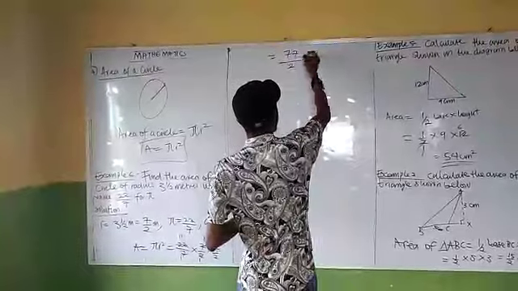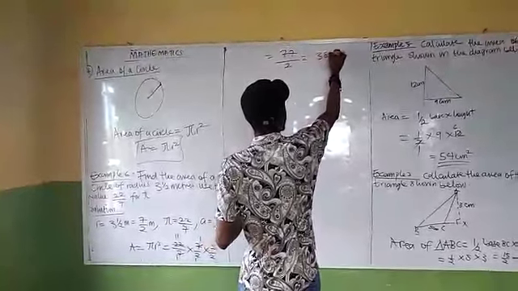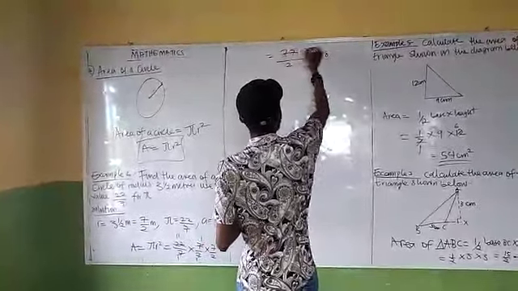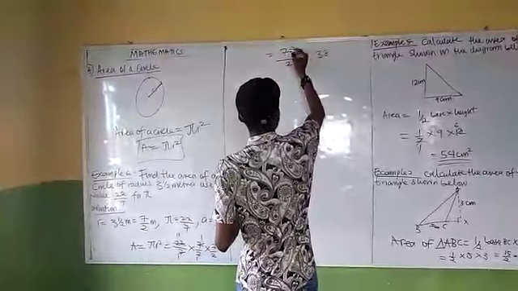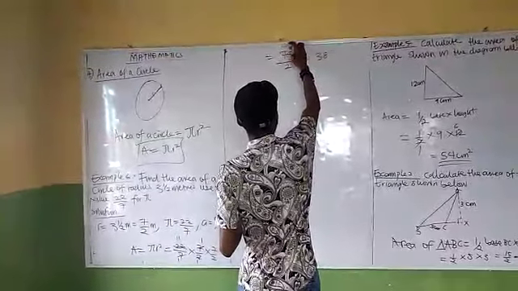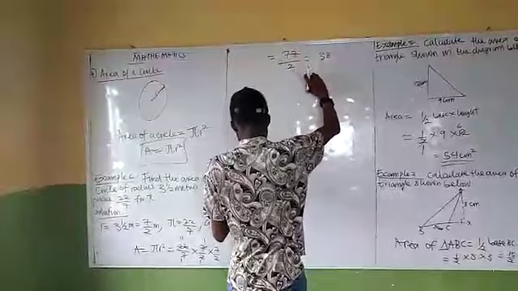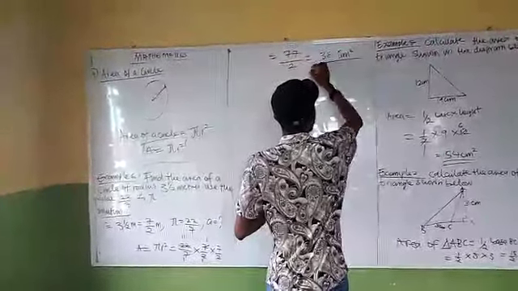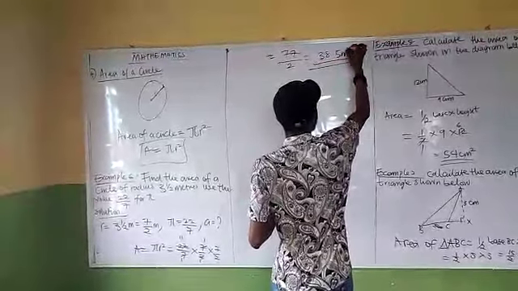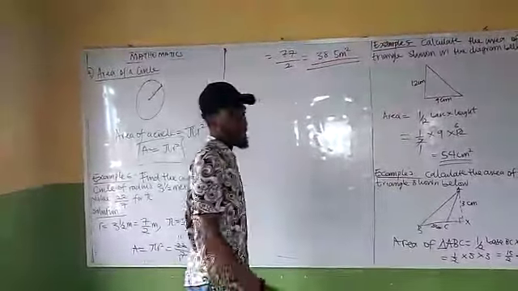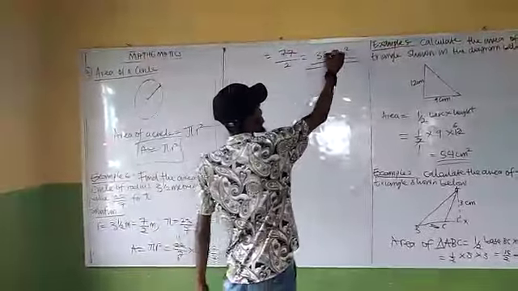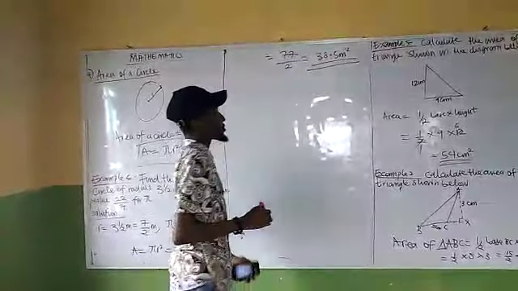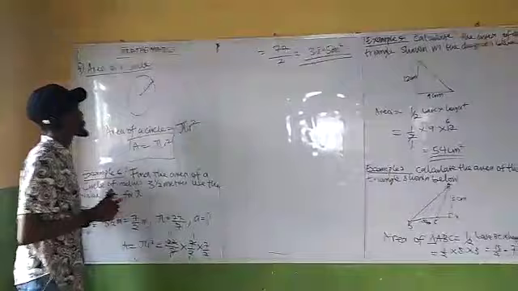So 77 divided by 2 should be about 38 point something. 2 in 7 is 3, remainder 1, add it to this side here. That will give you 38.5 meter square. So 38.5 meter square is your answer. If you do the division very well, you will get your answer. So that is that about the area of a circle.